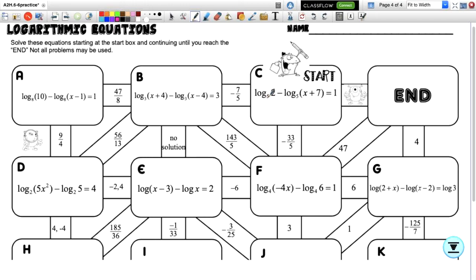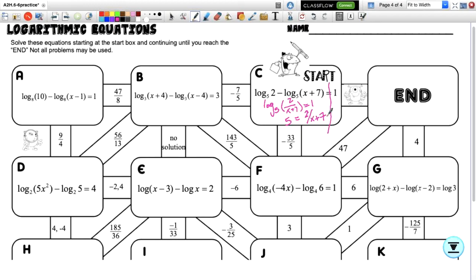This is log base 5 of 2 minus log base 5 of x plus 7 equals 1. Because it's subtraction, I'm going to write it as a fraction. I'm going to have log base 5 of 2 over x plus 7 equals 1. I'm actually not going to use that line. I'm going to write it now as exponential form because there's logs only on one side. So I'm going to have 5 to the first power equals 2 over x plus 7. The log's gone, right? Because I put it in exponential form. 5 to the first equals my other piece, and 5 to the first is just 5.